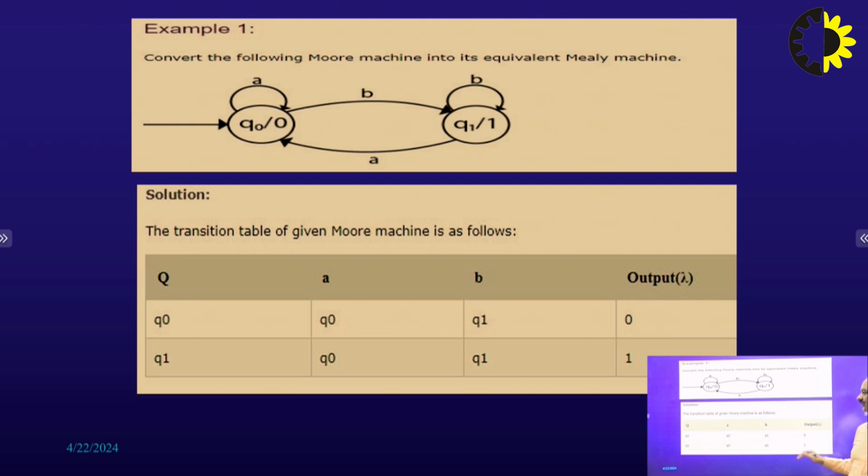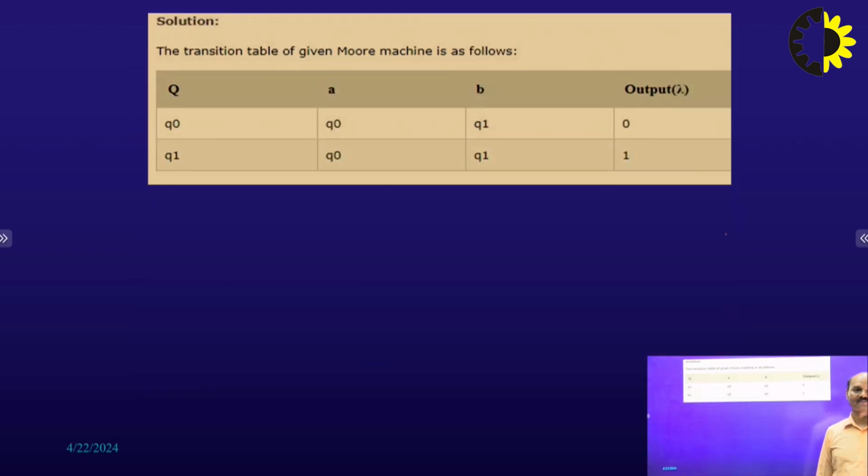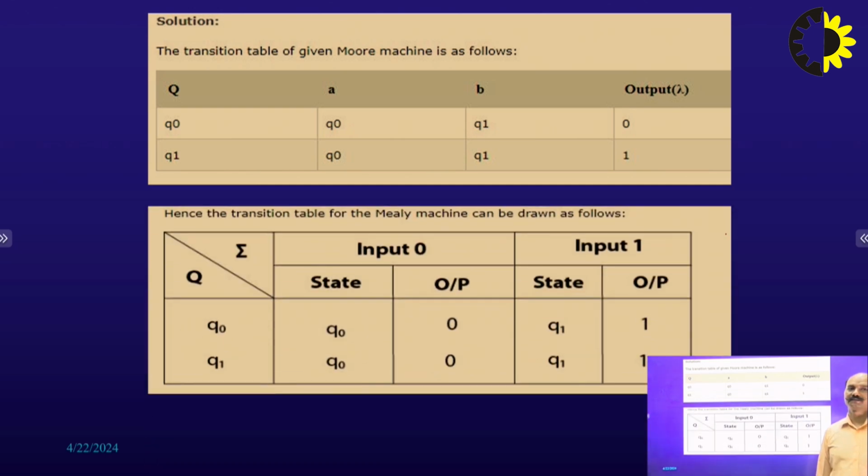So what we have to extract here, then second step, that Q0 is equal to 0 and Q1 is equal to 1. Then we convert this particular table into the Mealy table. This is the table for the Mealy machine.